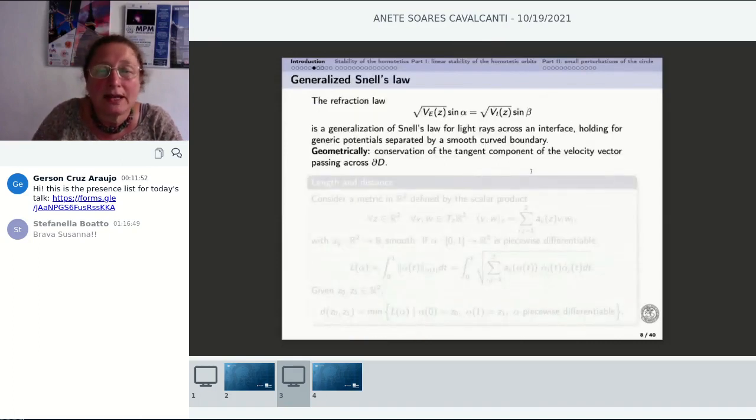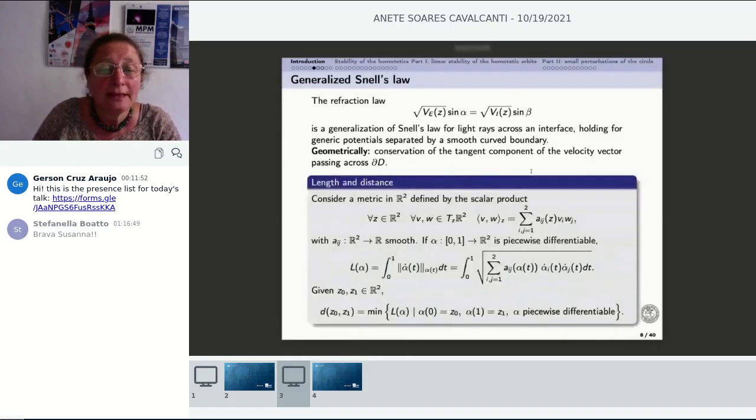Well, this refraction law is in fact a generalization of Snell's law, and it is related with the variational interpretation of rays in the following sense: the conservation of the tangent component of the velocity vector passing through the interface corresponds to minimization of the total length.